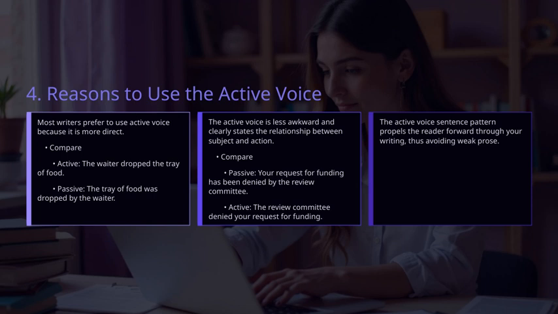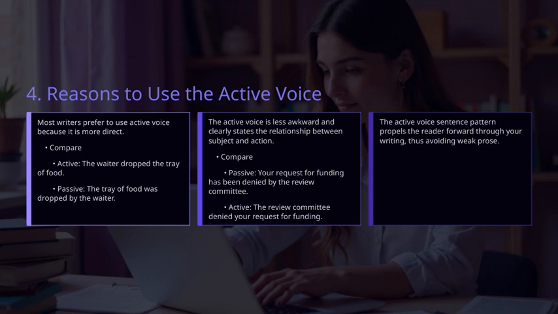Now look at another example. "Your request for funding has been denied by the review committee" versus "the review committee denied your request for funding." The active version immediately tells us who took the action, making it more concise and impactful. Using the active voice helps propel your reader forward through your writing. It avoids weak, passive constructions that can slow down the flow of your message.